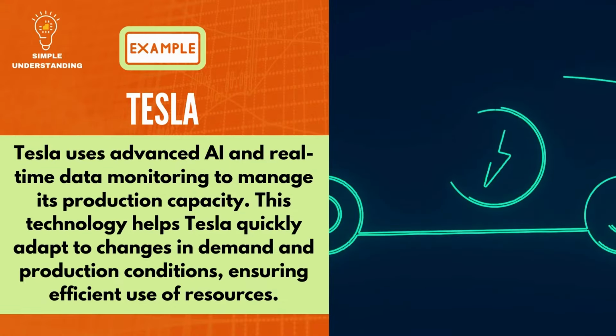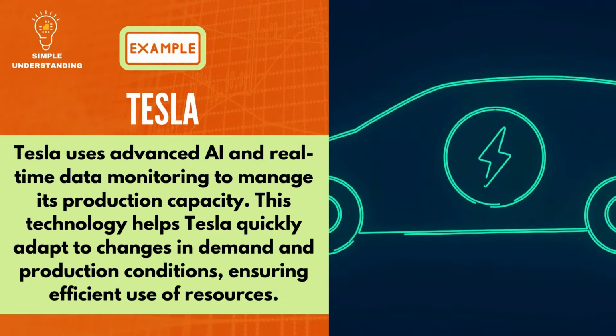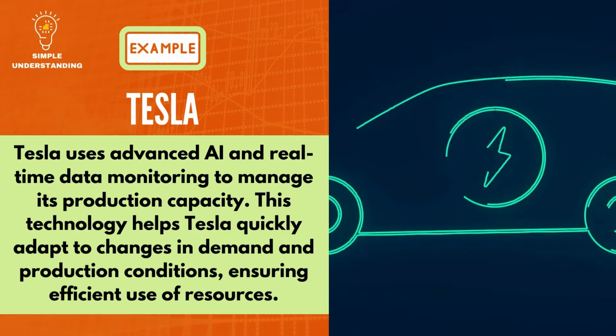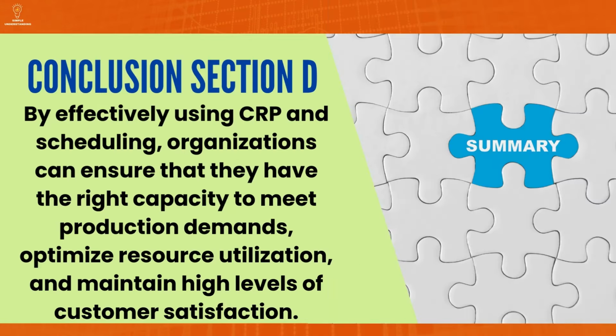Example: Tesla. Tesla uses advanced AI and real-time data monitoring to manage its production capacity. This technology helps Tesla quickly adapt to changes in demand and production conditions, ensuring efficient use of resources. Conclusion: by effectively using CRP and scheduling, organizations can ensure that they have the right capacity to meet production demands, optimize resource utilization, and maintain high levels of customer satisfaction.